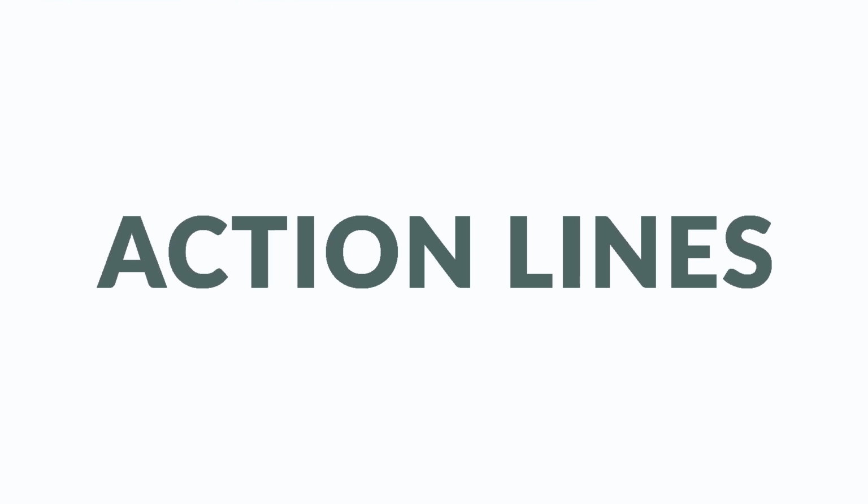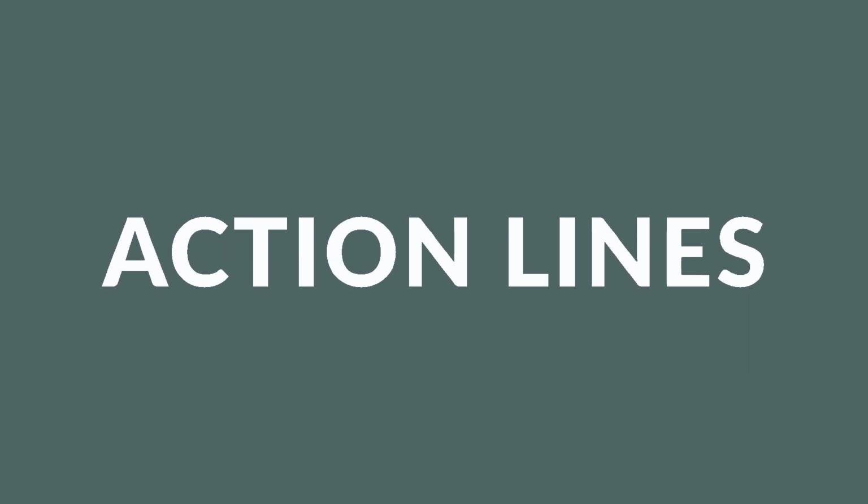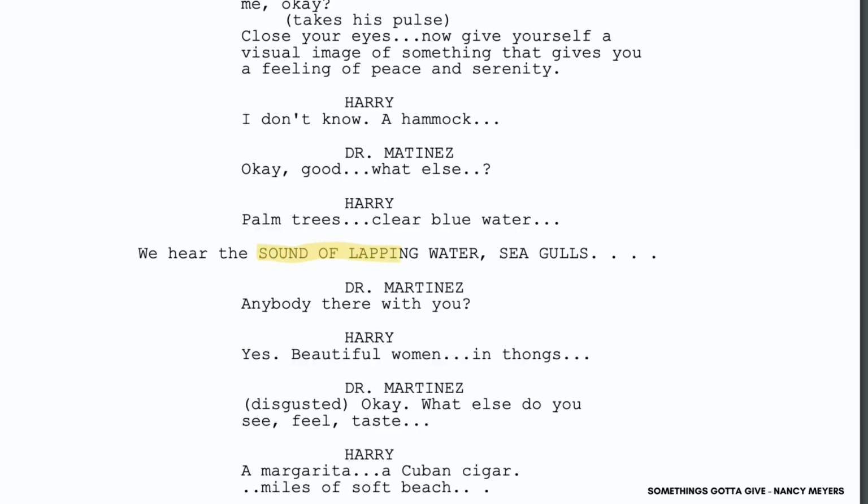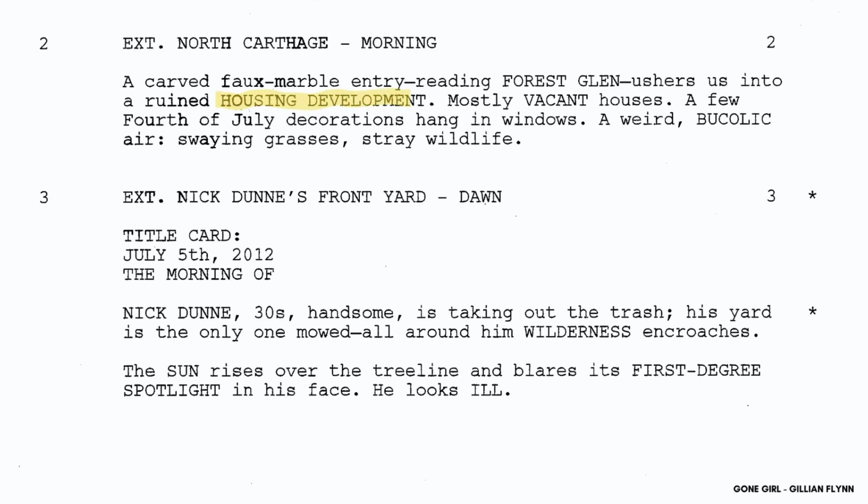From here, you typically go on to describe the action in the scene. What is happening in the scene? And you write this all in the present tense. For example, don't say, the woman saw a pair of bare men's legs poking out from under the door. Keep your focus on the now. Also write in third person. The goal of these action lines is to tell the reader what they will see and hear in the film other than dialogue. So if there is a sound or a specific object you want to highlight, write it in all caps.